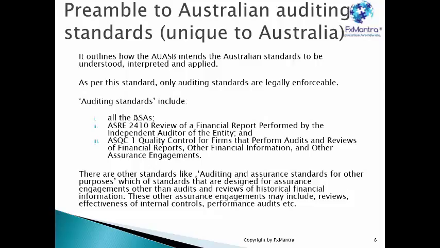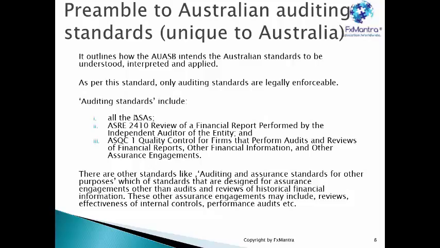They include all the ASAs, Australian Standards on Auditing. They also include the Review Engagement Standard 2410 for a review of a financial report performed by the independent auditor of the entity. And they also include Australian Standards on Quality Control for firms which perform audits and reviews of financial reports, any other kind of financial information, and other assurance engagements.